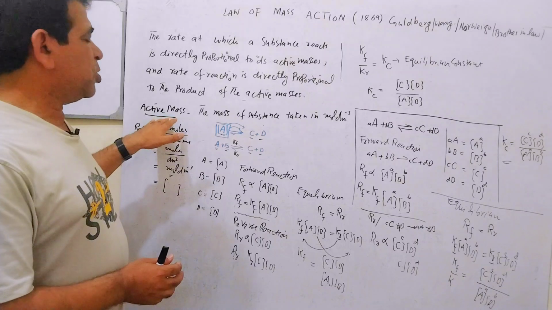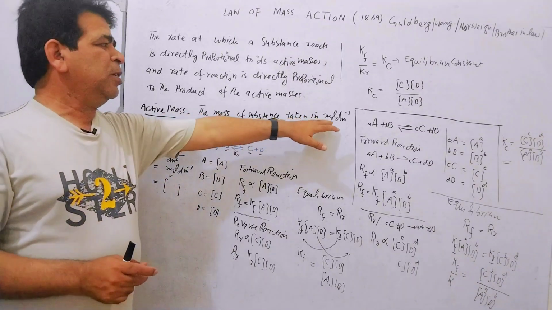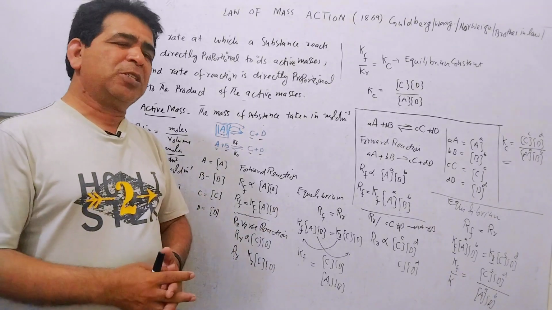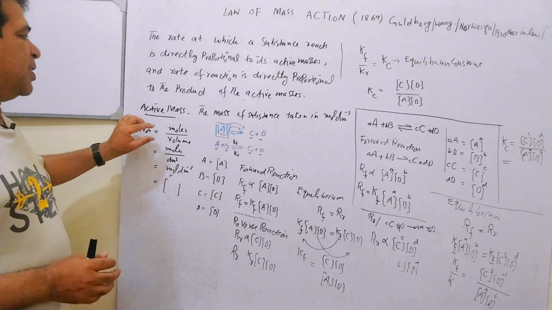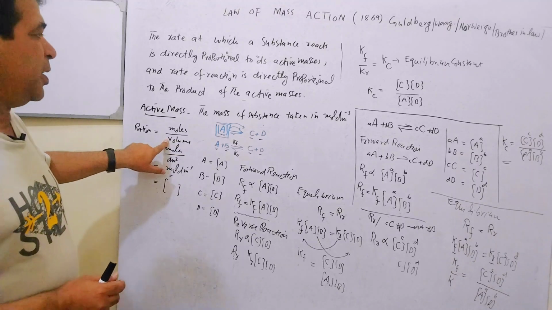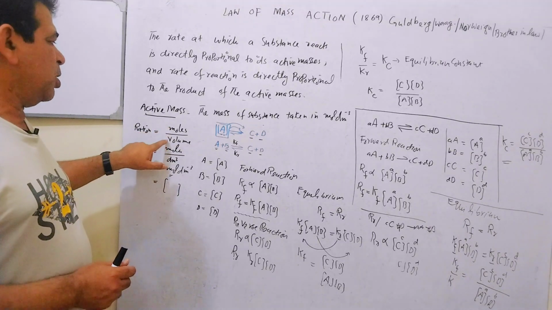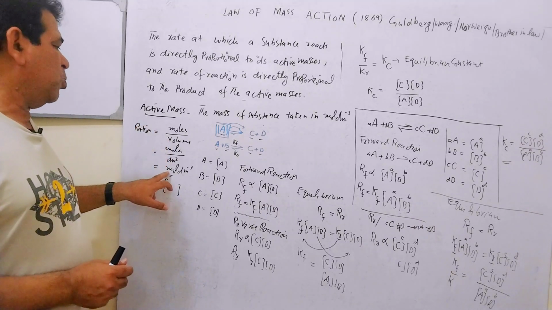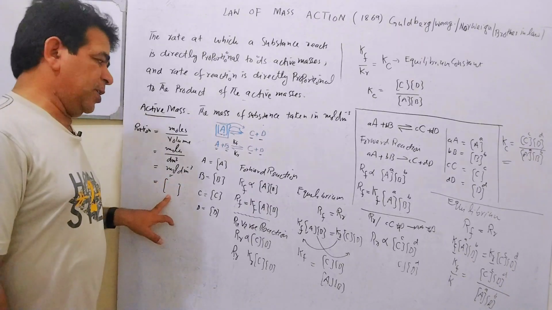First of all, we should have a concept of active mass. Active mass is the mass of a substance taken in mole per decimeter cube. In fact, active mass is the ratio between the number of moles and the volume of the reacting substances, where the unit of volume is the decimeter cube. So the active mass is expressed in mole per decimeter cube, and it is represented in square brackets.